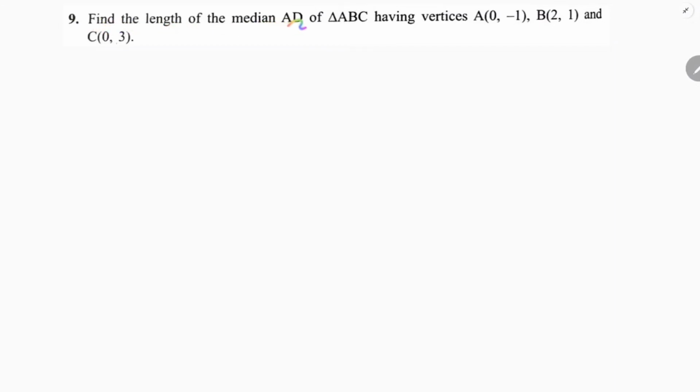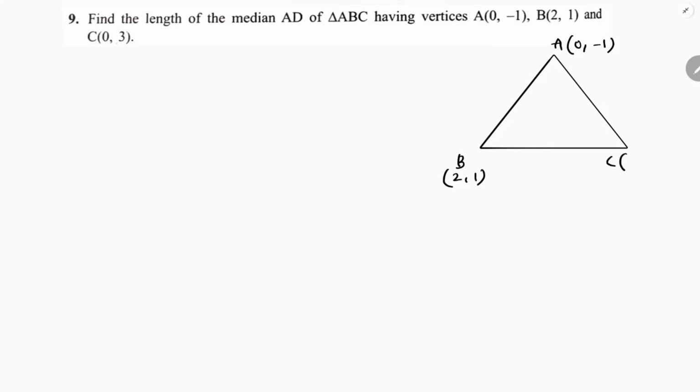Find the length of the median AD of triangle ABC having vertices A, B and C. So here we need to find the length of median AD. So triangle ABC, A (0, -1), B (2, 1), C (0, 3). See median AD.